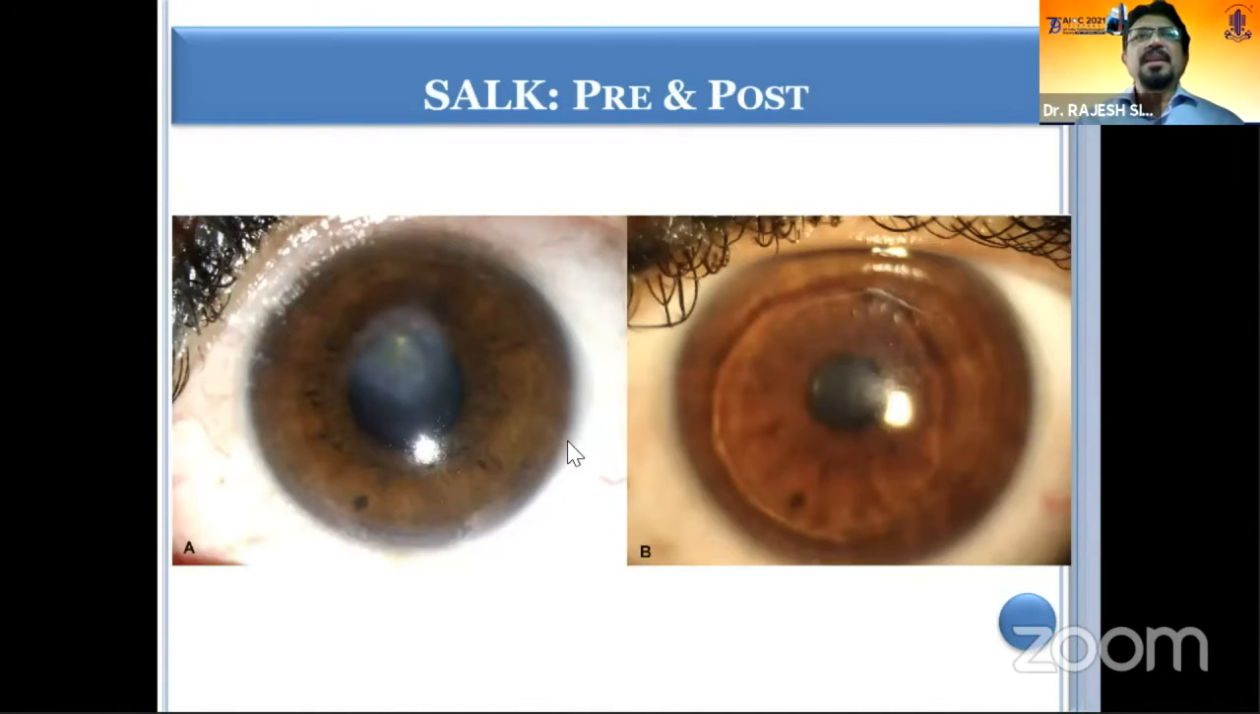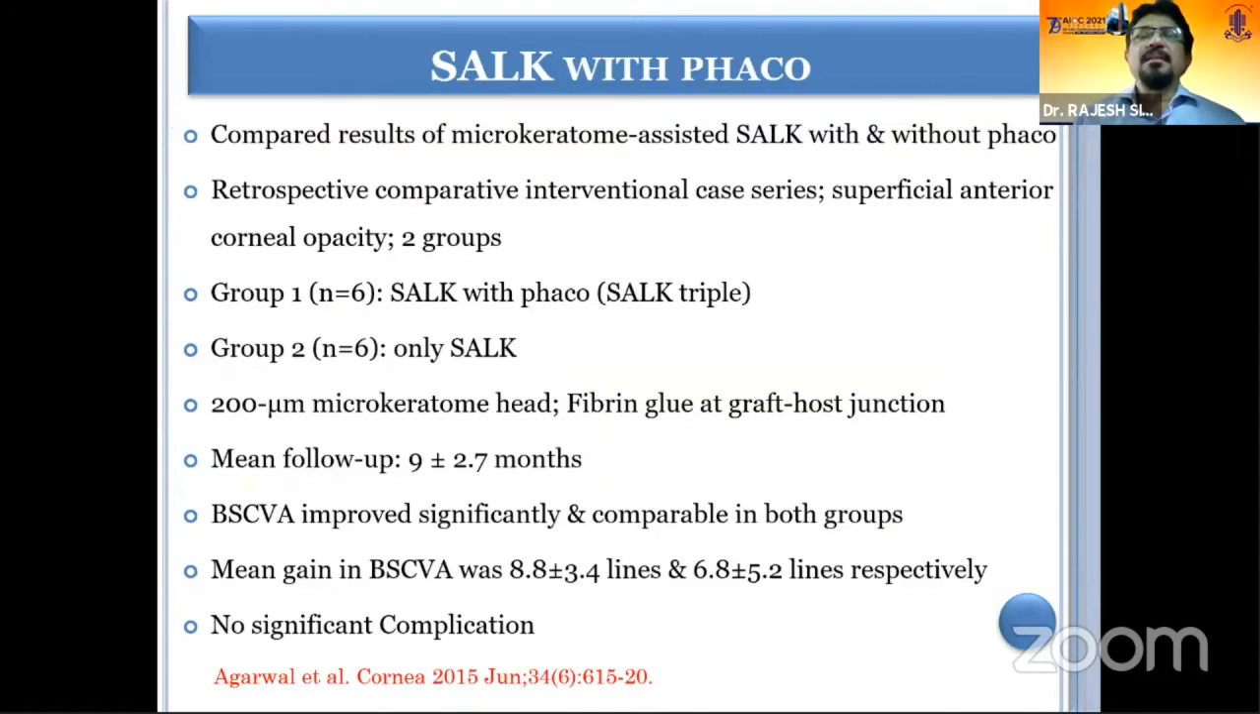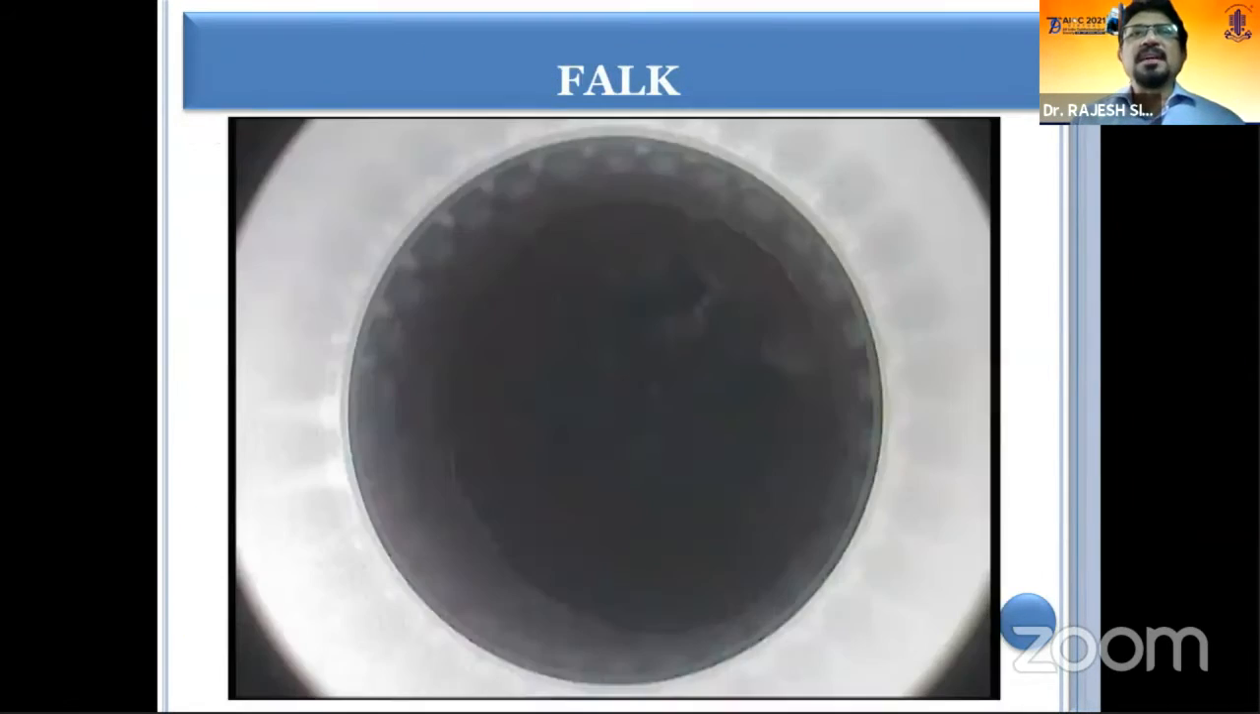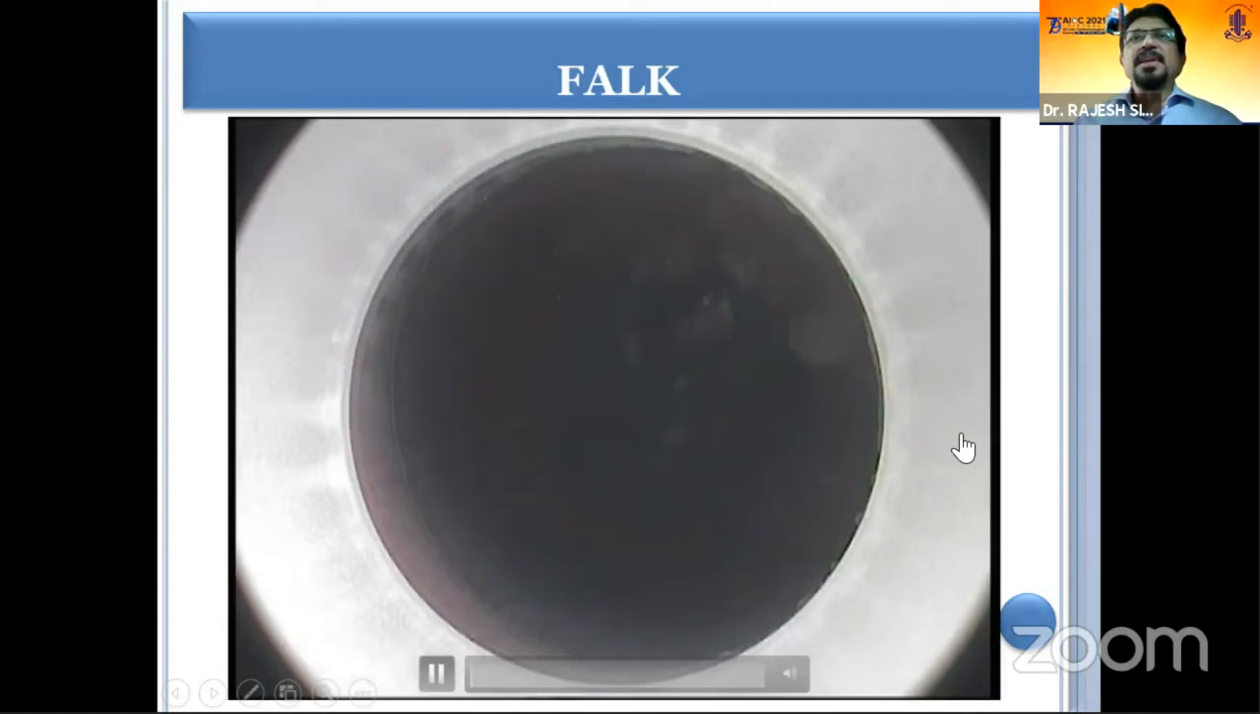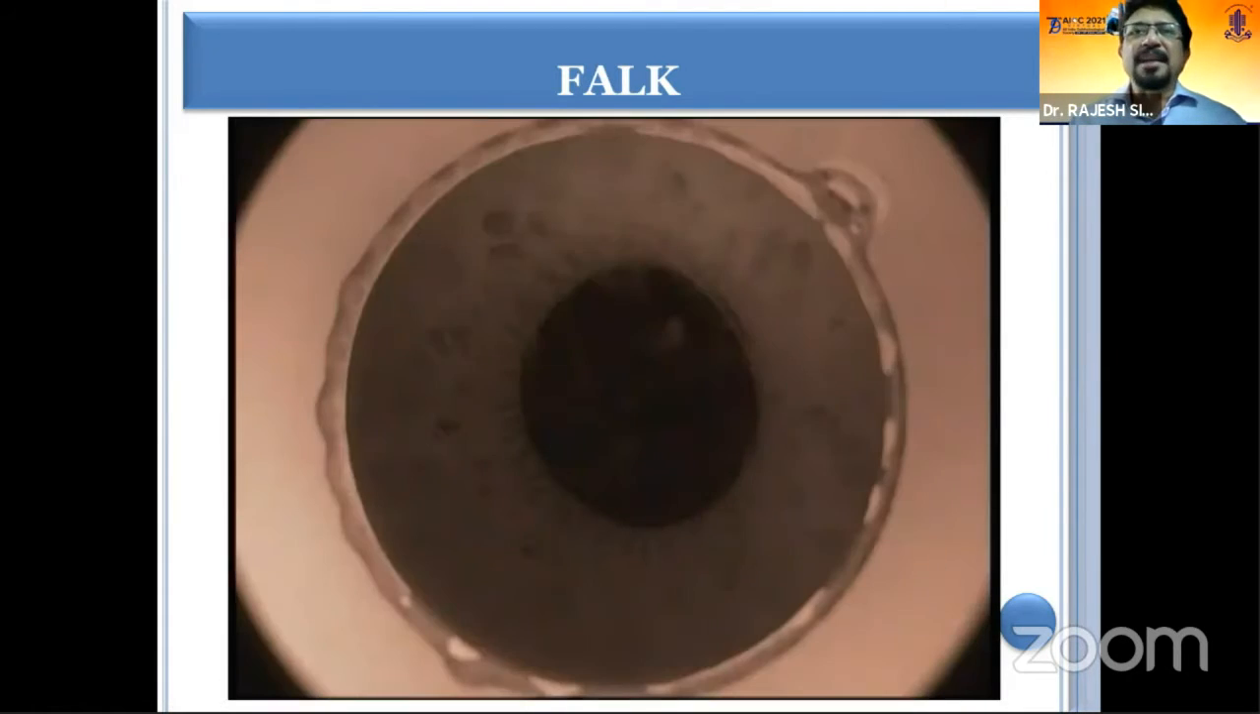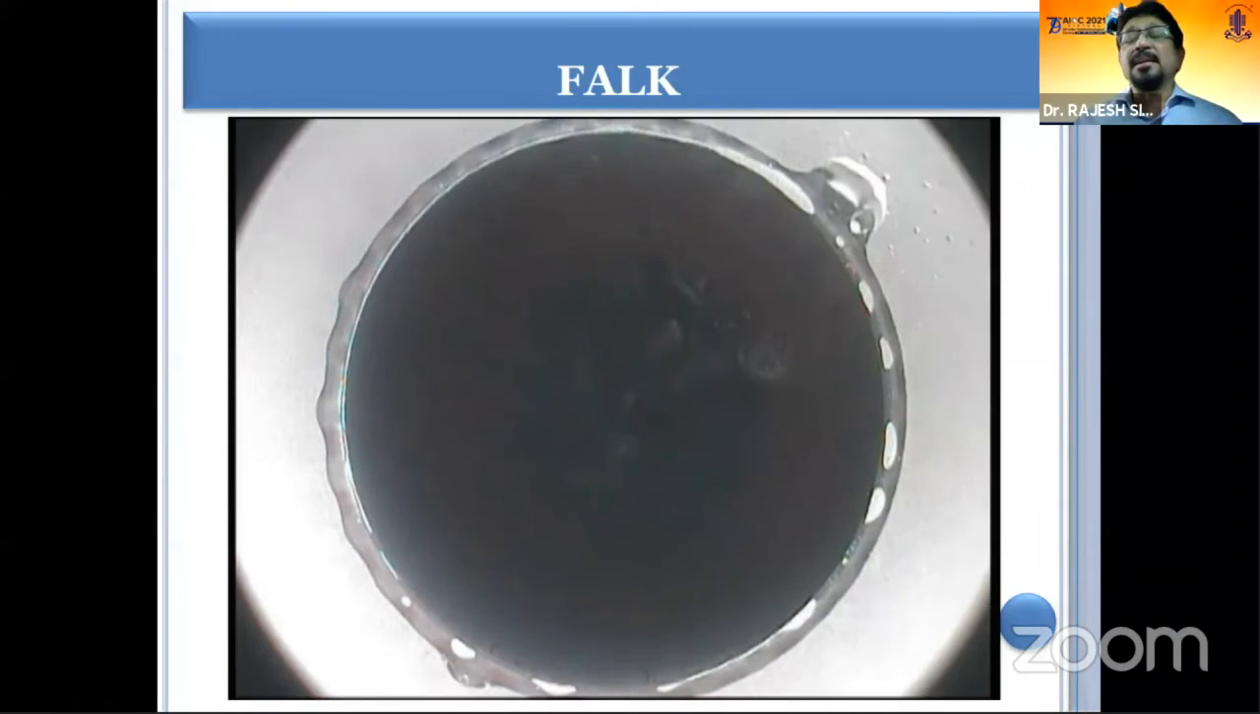This is another example wherein there was a corneal scar and SALC was done, and you can see how reasonably clear it has become. There are multiple studies, including a study from our own center, wherein SALC has been found to be very effective. Now, femtosecond laser has really revolutionized the refractive surgeries, and it has also worked a lot in cataract as well as corneal surgery.